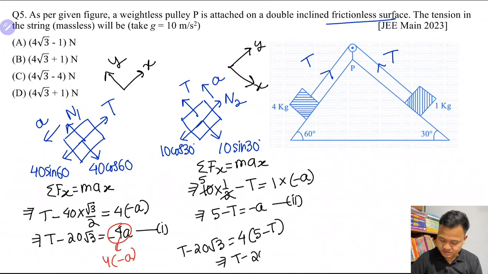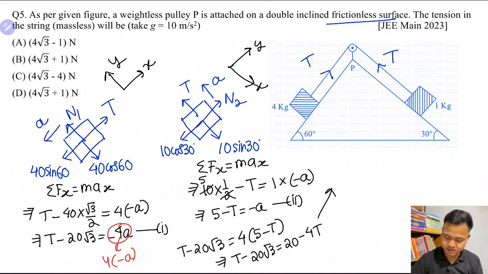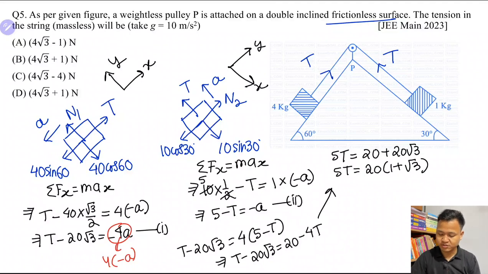So t minus 20 root 3 should be equals to 4 into 5, which is 20 minus 4t. Okay. Transfer the t to this side and 20 root 3 to that side. So I will have 5t should be equals to 20 plus 20 root 3. Right, so how much is this? 5t equals to 20 into 1 plus root 3.